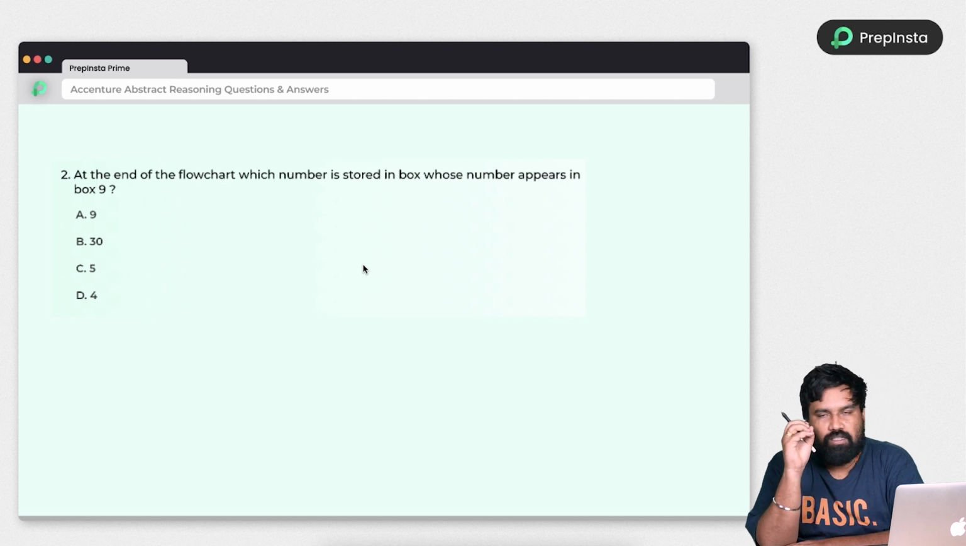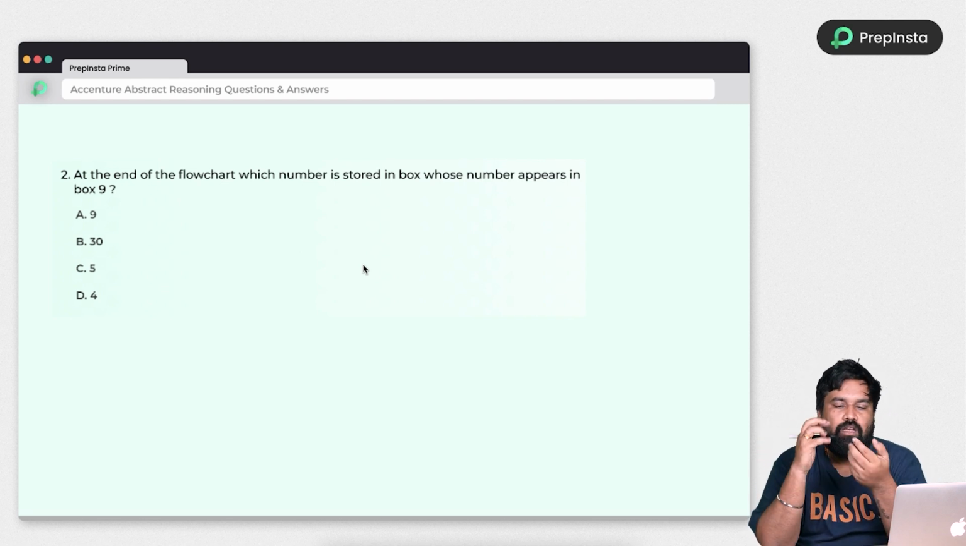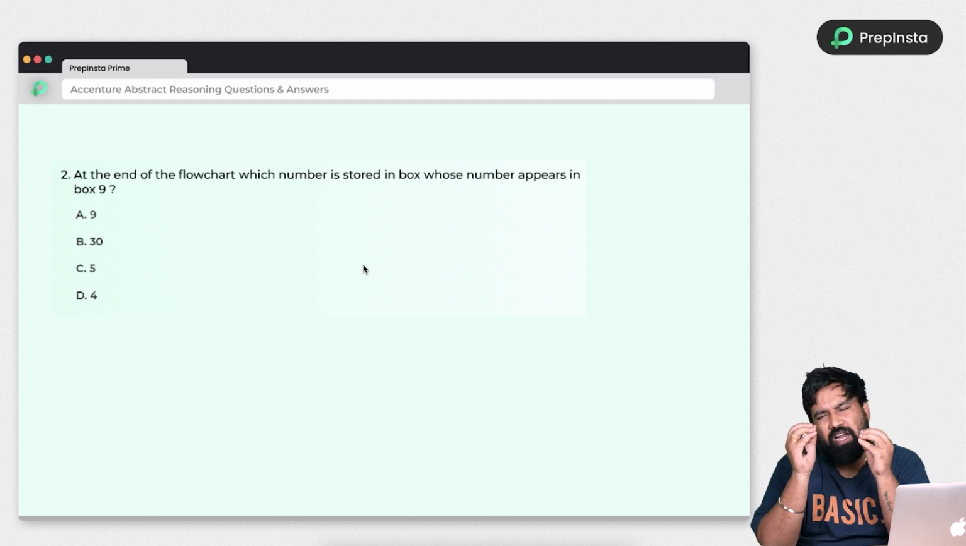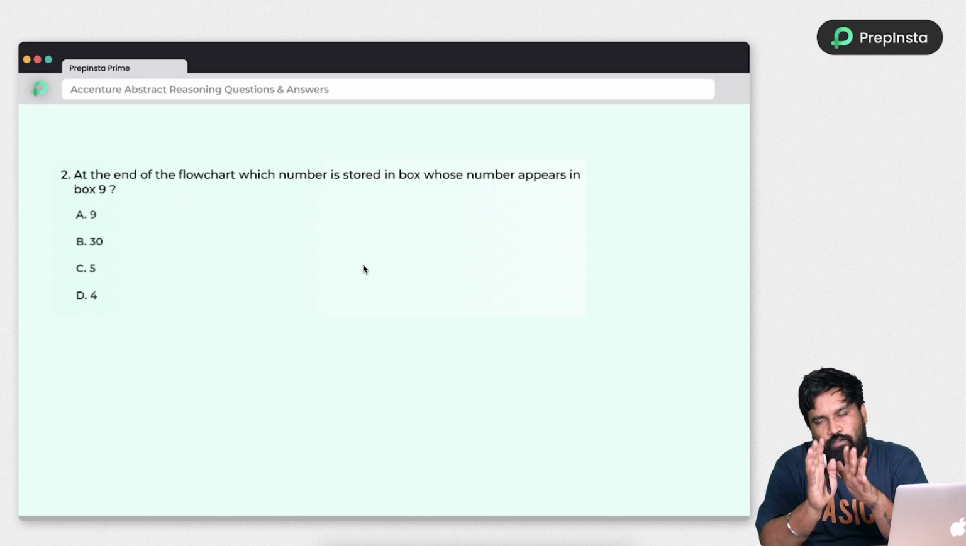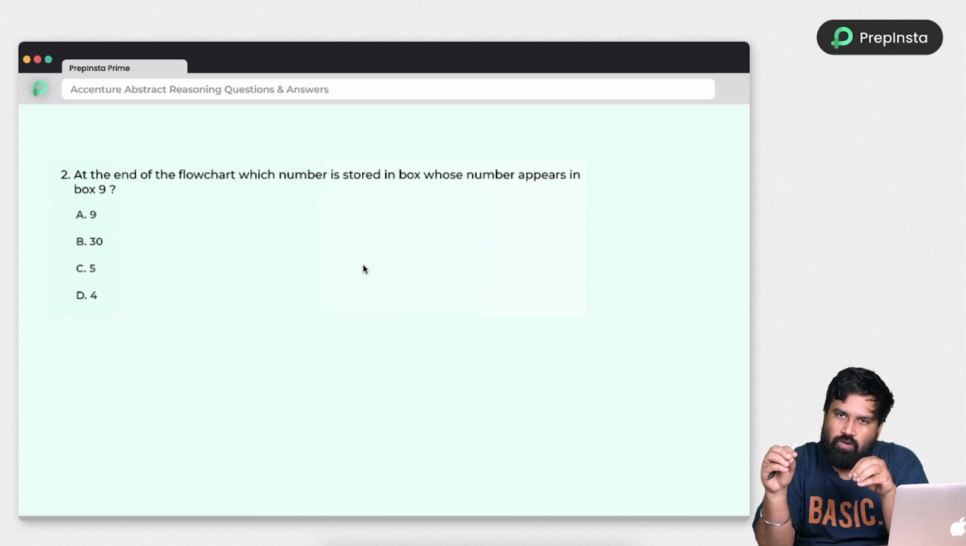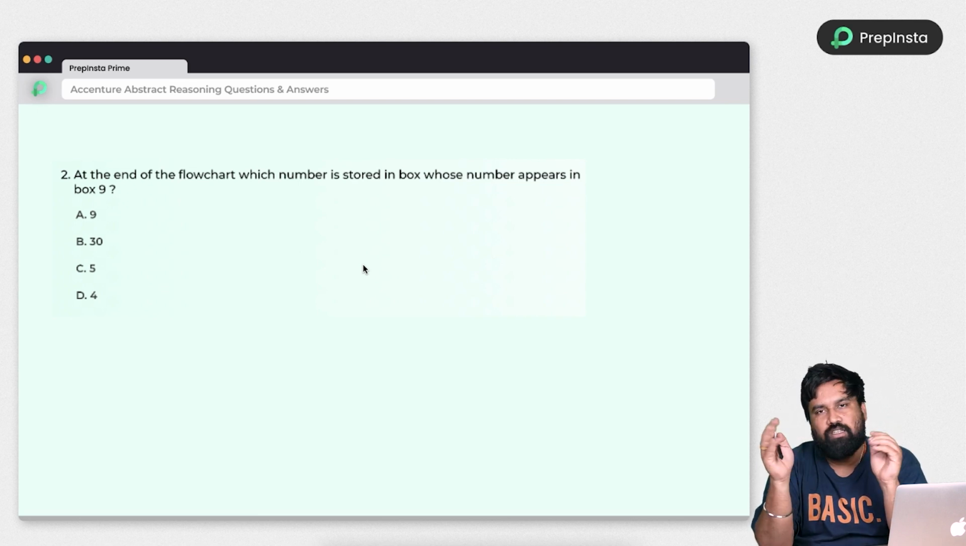Okay. Flowcharts are damn easy. Please, I am telling you, they will ask at least 2 questions, maximum 3 to 4 questions. So please spend at least 2 to 3 minutes, or at least 1 or 2 minutes, on the flowchart dedicatedly, note it down, and go to the questions and you can simply do it.